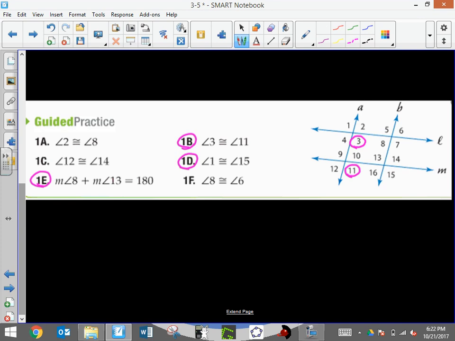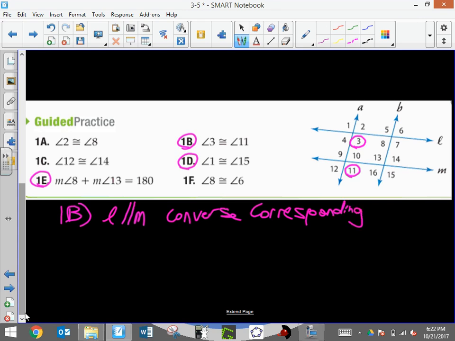So if I know that those are corresponding angles, 1B, I want to know which lines are going to be parallel. In this case, lines L and M are going to be parallel. You need to give me a reason. I know that they're parallel by the converse of corresponding angles. Okay, so that's the first one.